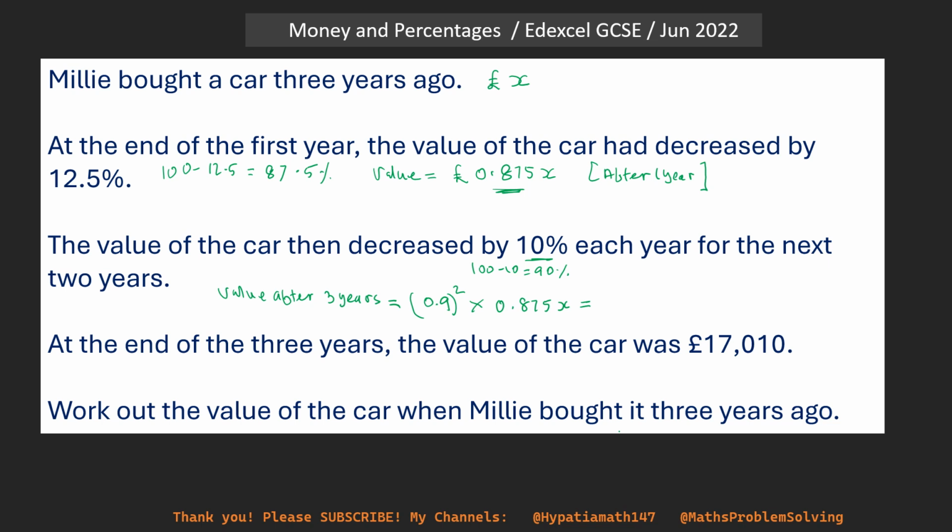and that would be equal to 0.81 multiplied by 0.875, and that is 0.70875X. So now we can do the equating. So this would be equal to, so 0.70875X would be equal to 17,010. So let us do that.